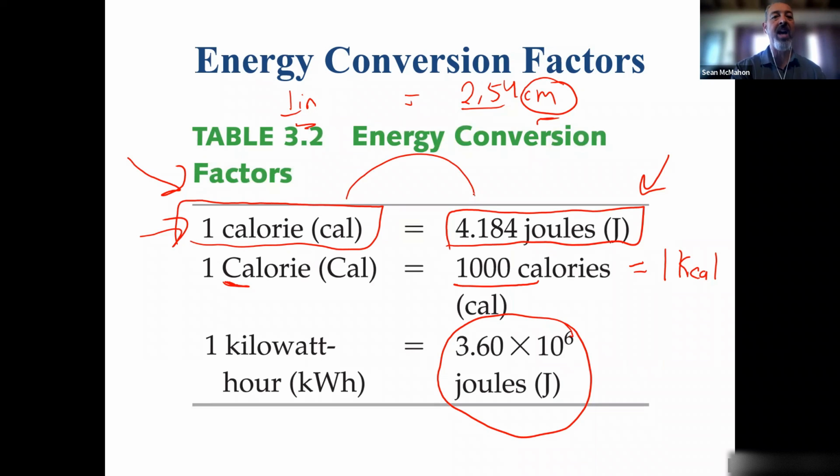But when I talk about calories, we have to be able to distinguish between the caloric diet calorie. So this is the diet calorie, which is really the big C, which is 1,000 little c calories.